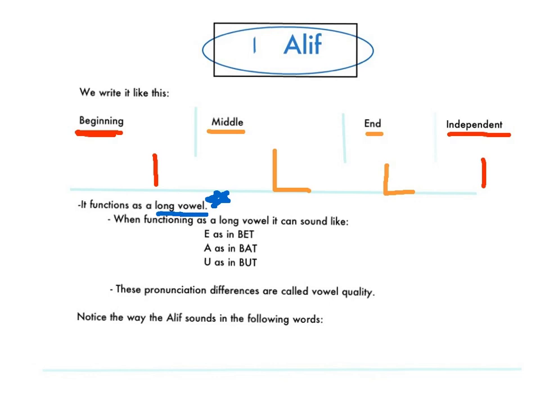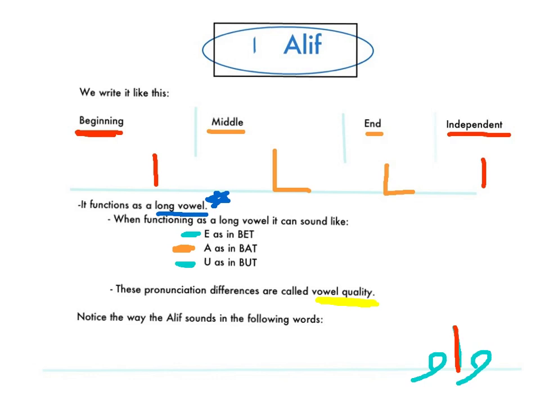When Alif is a long vowel, it can sound like as in bet, or as in bat, or as in but. These pronunciation differences are called vowel quality. Notice the way that Alif sounds in the following words. The first word we're going to look at is the word wow. Notice how Alif is written independently in the middle of the word wow.